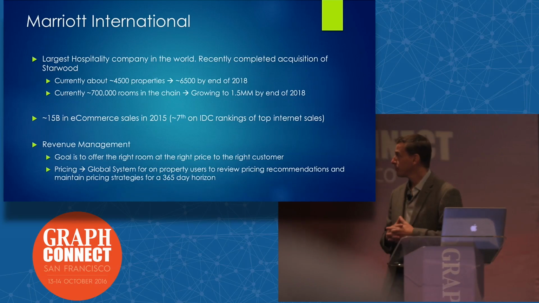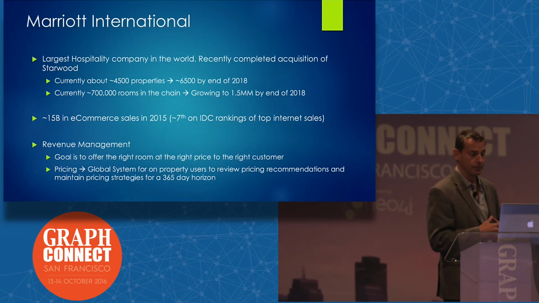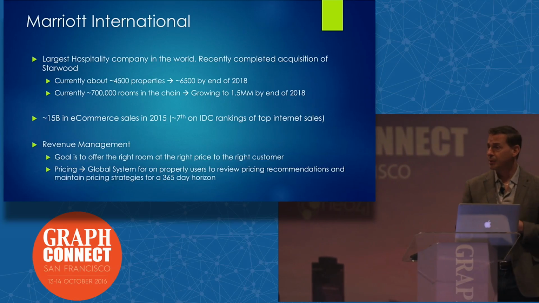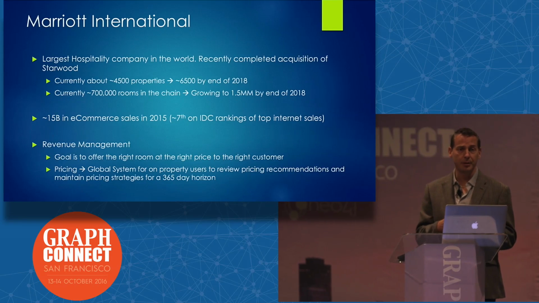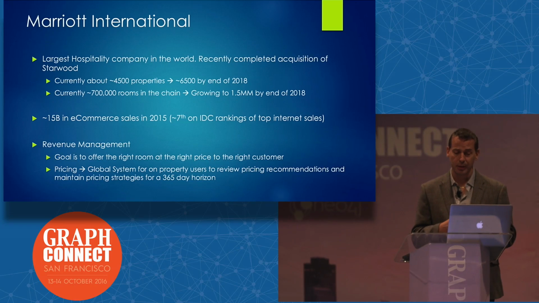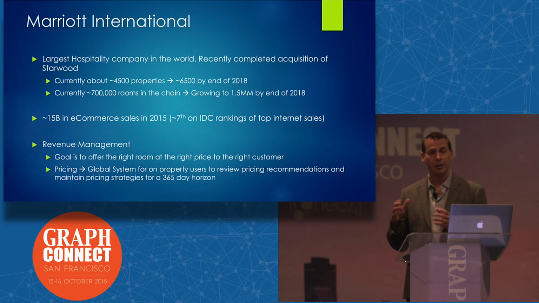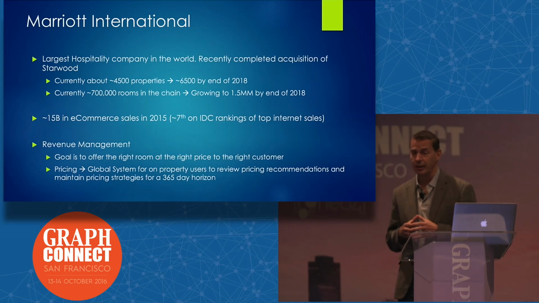So Marriott is a household name, the largest hospitality company in the world. We recently completed the acquisition of Starwood. Currently, we have about 4,500 properties. Once we finish the acquisition with Starwood, which legally closed 2 weeks ago, and with all of the hotels that we have in the booking pipeline right now, we'll be at 6,500 to 7,000 hotels by the end of 2018.